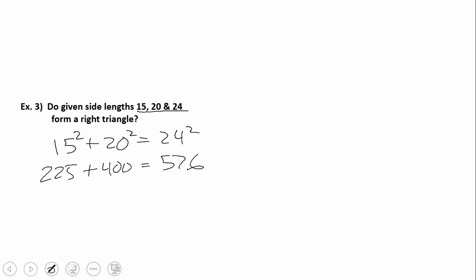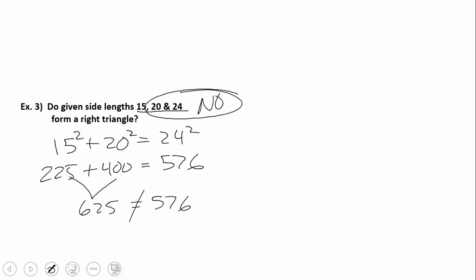Moving right along, do the side lengths 15, 20, and 24 form a right triangle? So we don't have a picture now. We just have these lengths. And so again, we have to look at the 3 lengths. Which one's the longest? That one would have to be the hypotenuse. So we write our formula. 15 squared plus 20 squared equals 24 squared. That's 225 plus 400, and 24 squared is 576. Adding these two together, 625 equals 576? Not today. So no. That is not a right triangle.